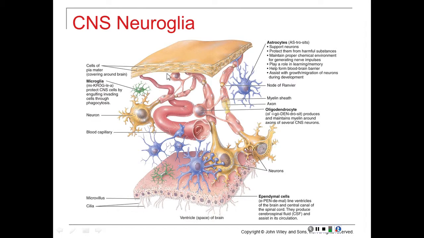Underneath the meninges, or deep to the meninges, we have all of our nervous tissue. Here you can see a gap in between where the pia mater is and this layer called ependymal cells. These ependymal cells, as I mentioned, secrete cerebrospinal fluid. These big blue star-shaped cells are called astrocytes. They're there to help create that blood-brain barrier. They also play a role in learning and memory and help with the growth and migration of neurons during embryonic development.